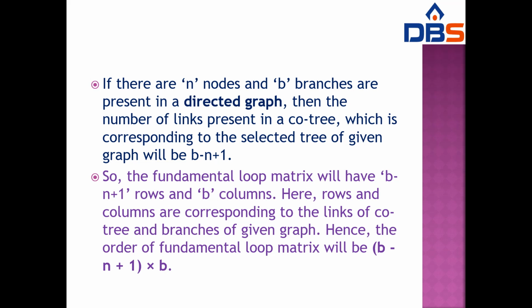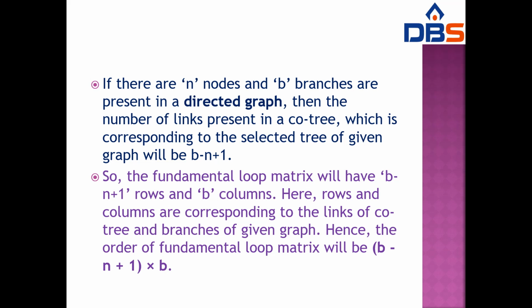So if there are 5 branches or 6 branches, they must be there. If there are n nodes and b branches present in a directed graph, then the number of links present in a co-tree, which corresponds to the selected tree of the graph, will be b minus n plus 1. So branches are 5, nodes are 4, plus 1, so like that 6. We take the equation b minus n plus 1.